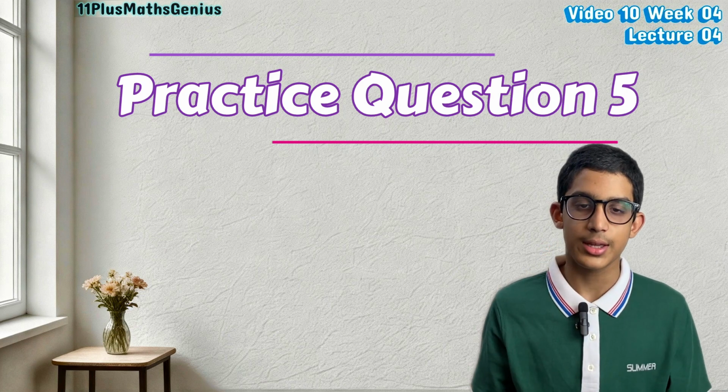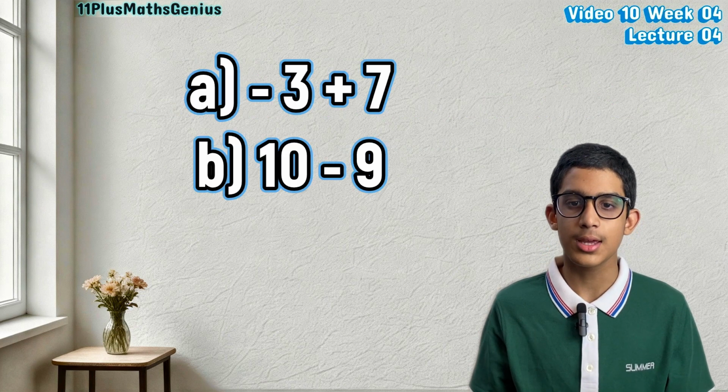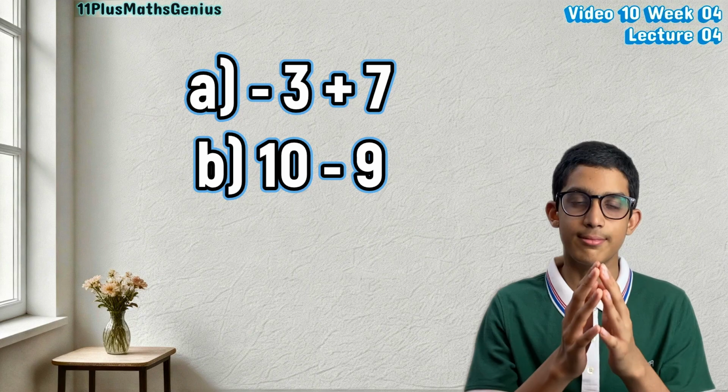Practice question 5. Can you find the result? A. -3 plus 7 and B. 10 minus 9.